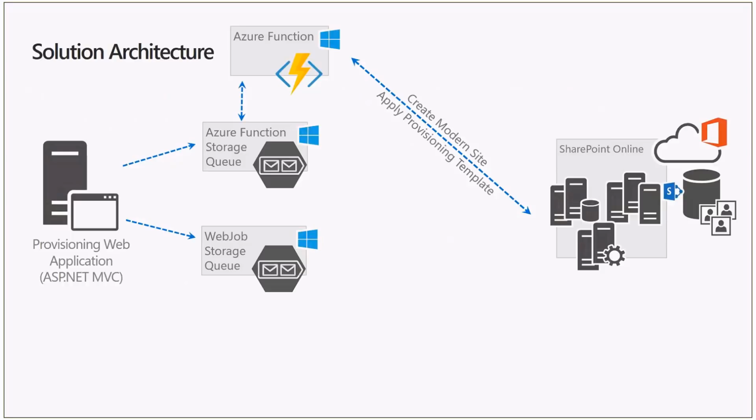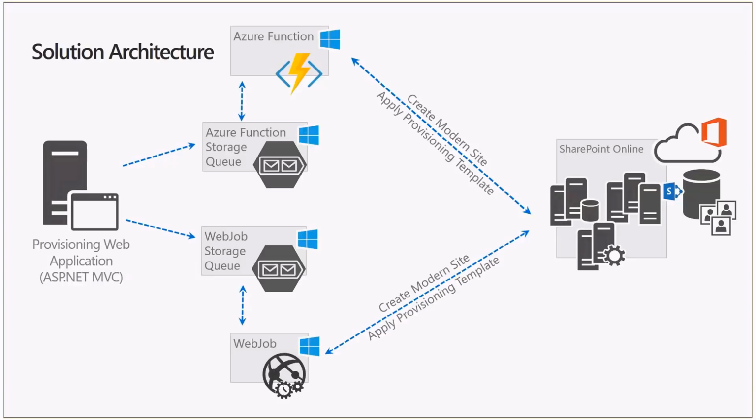Likewise, on the other side, if you want, you can use a web job. So you can still use a blob storage queue to store a message, which will be dequeued by a web job, this time instead of an Azure function. And later on, the web job will still create a modern site and apply a provisioning template.